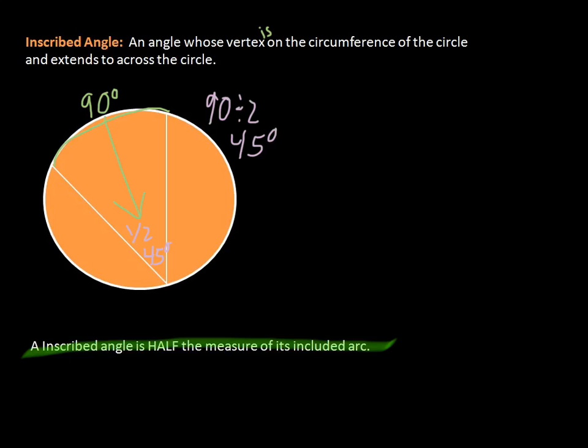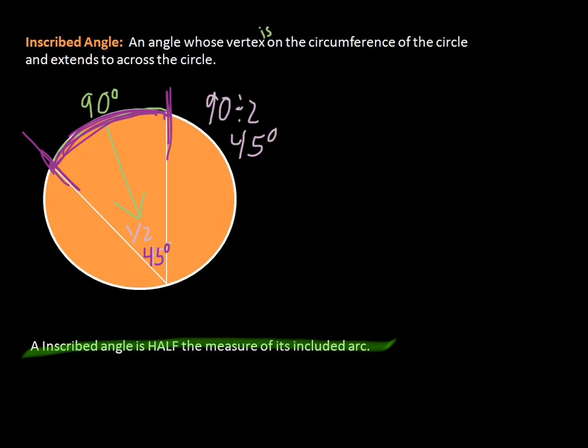And that's the concept. This angle is always half of the arc here. We call this an included arc. I've been throwing that term out. What that means is basically the angle is surrounding the arc here, so that as the rays of the angle go out, the arc is in between them.